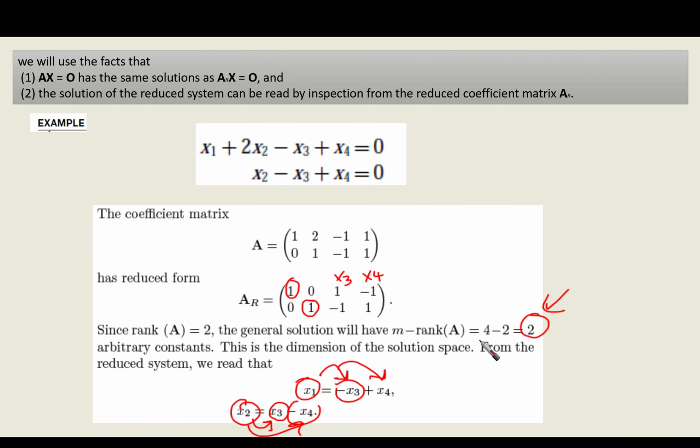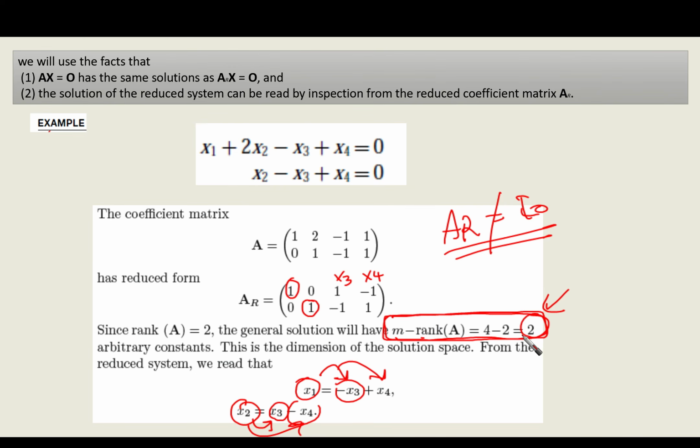Okay, so does this system have a trivial solution or not? First of all, does the reduced matrix AR equal the identity matrix in this case? No, it does not. As you can see here, it's not the identity matrix. So we have the non-trivial solution. And in addition, the dimension of this non-trivial solution is going to be m minus rank, which equals 4 minus 2, which is positive.